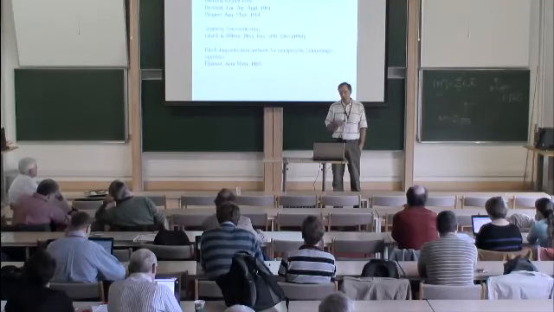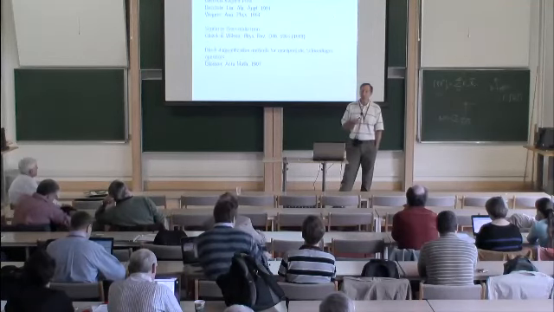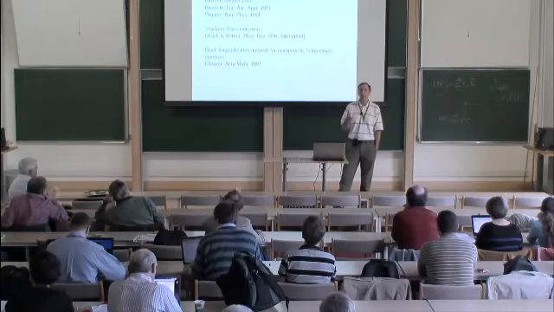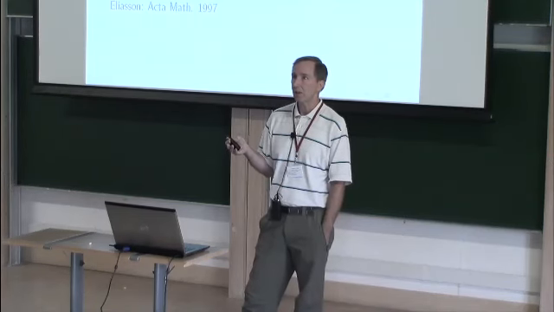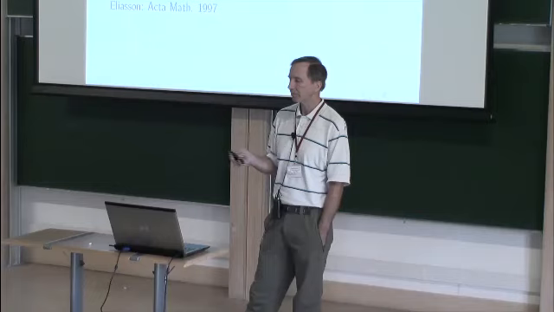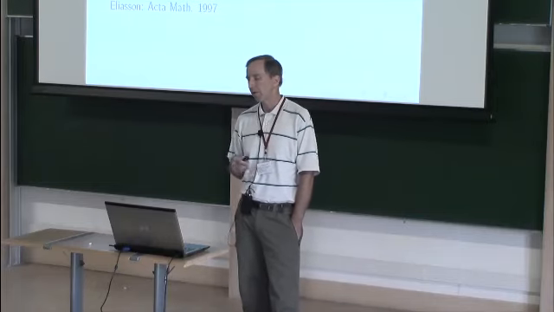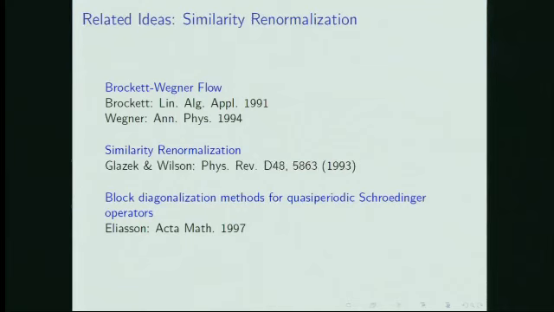So, in contrast to stat mech, what we're doing is basically doing approximate diagonalizations of the Hamiltonian. And of course, this isn't a new idea, doing a sequence or a flow of approximate diagonalizations. I've just put down a couple of references here, like the Brockett-Wegener flow. That's a continuous approach.